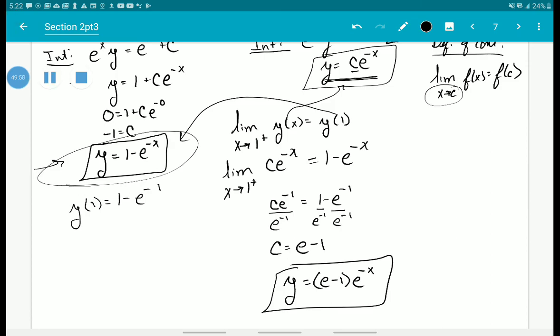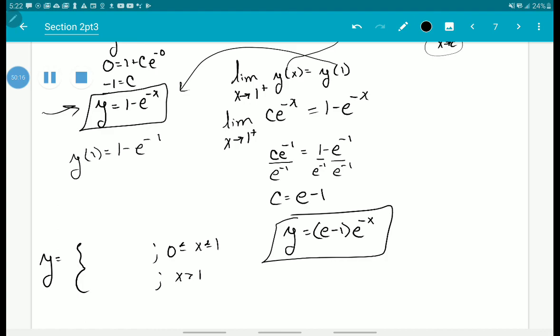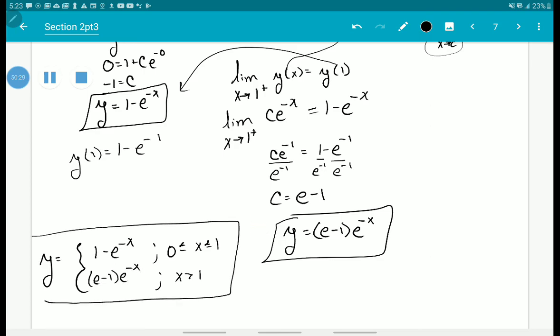So our final solution for this is going to be written in two parts. We're going to have a piece where x is between 0 and 1 inclusive, and we're going to have a piece where x is greater than 1. Between 0 and 1 inclusive, we are here. 1 minus e to the negative x. Past 1, we are here. So there's the final solution to that differential equation.